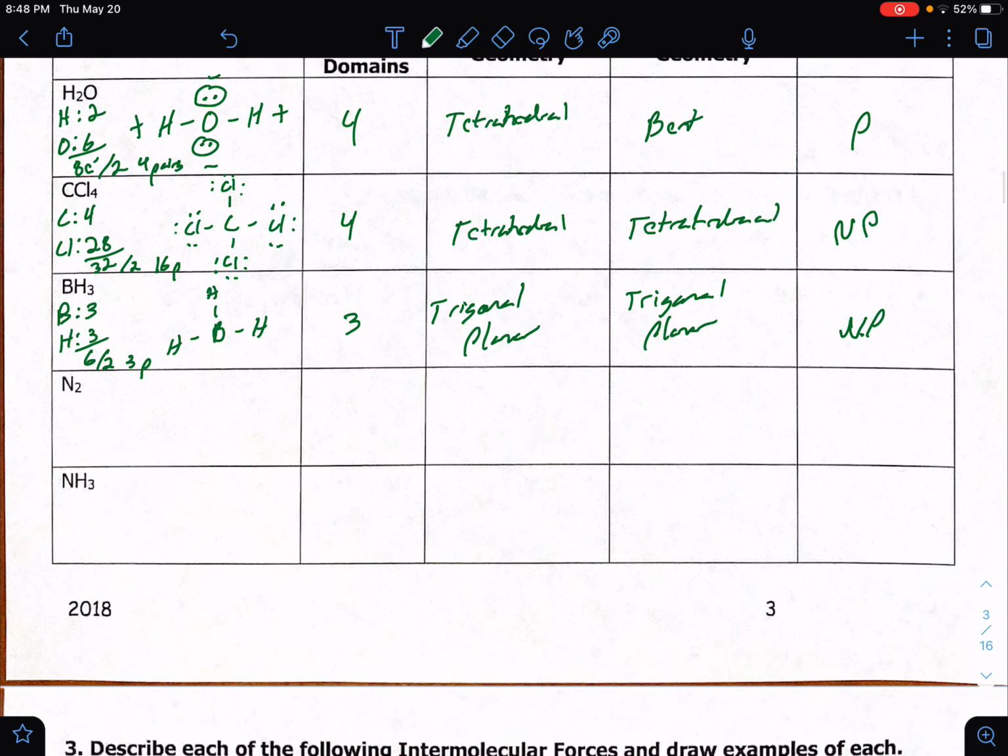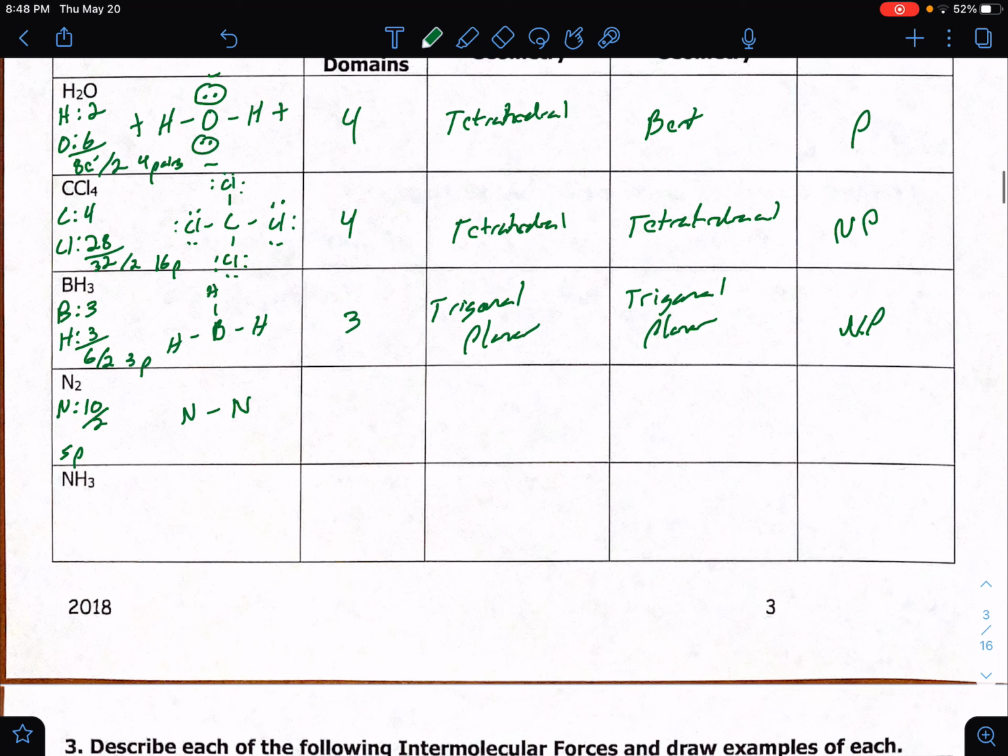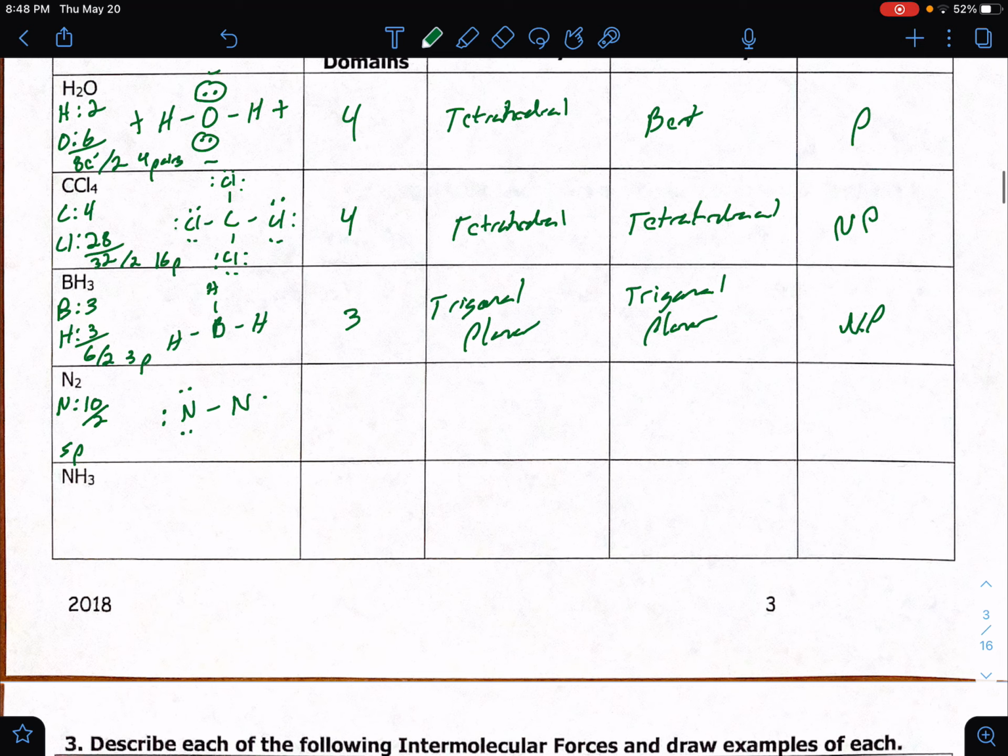Okay, N2. We have nitrogen, which is in group 5A, and I have 2 of them, so there's 10 electrons. 10 divided by 2 gives me 5 pairs. The first thing I'm going to do is bond the 2 N's to each other. You're going to have to choose one of these to fill up first, and then the other one's going to get the leftovers. I just used up 1, so I'm going to fill up this left one with 3. So I've used up 4 so far, and now I've got 1 left, so I'm going to have to put it on this nitrogen.